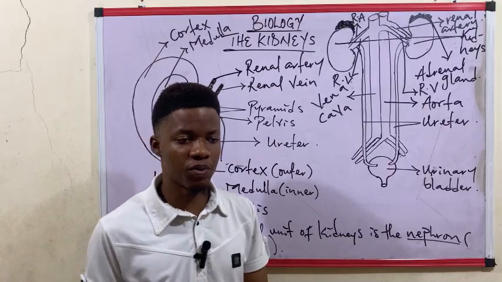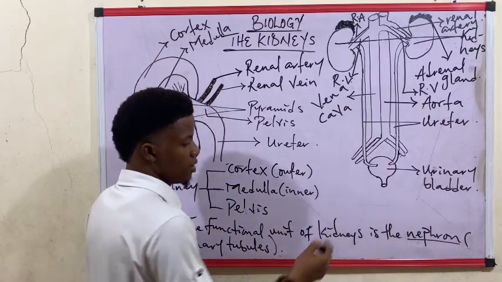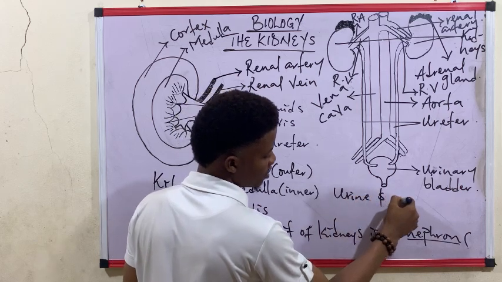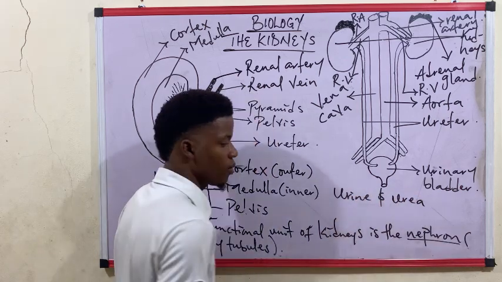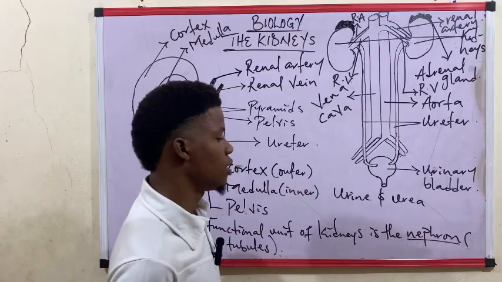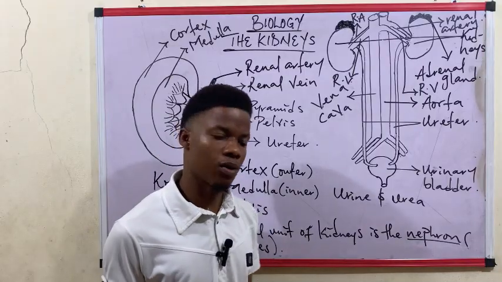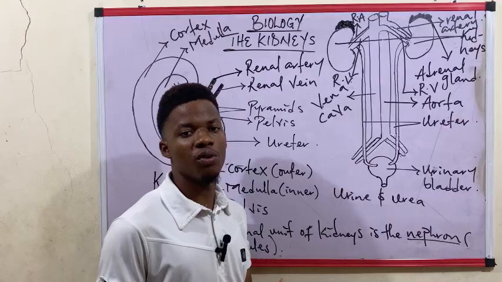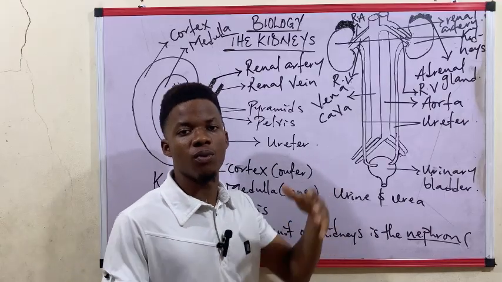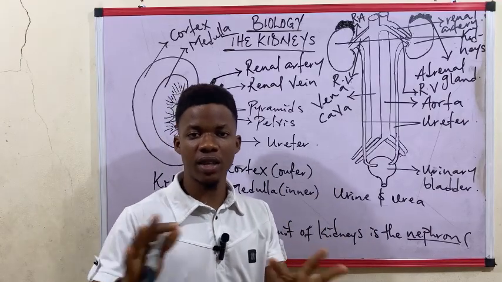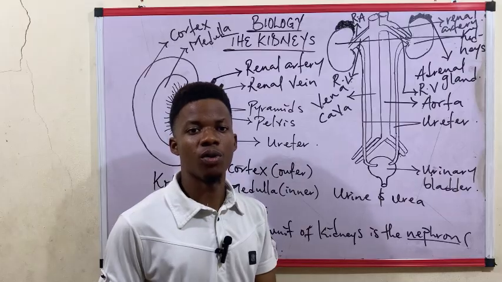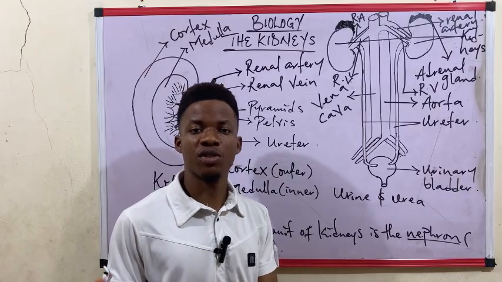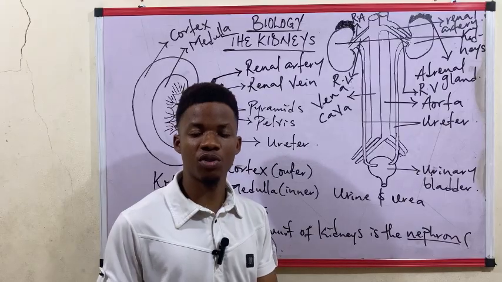Now, what's the difference between urine and urea? The difference is that urine is a mixture. Let me break it down. Urine comprises urea, water, sugar, and so many other things mixed together. So it is a collection of harmful substances, or a collection of excess substances, not just the ones that are harmful.